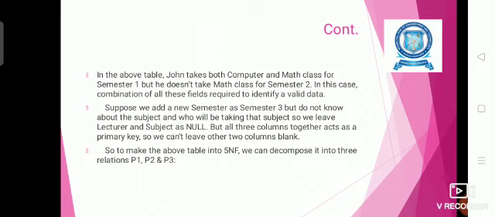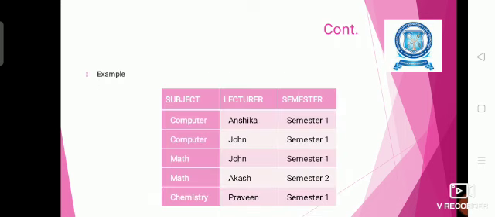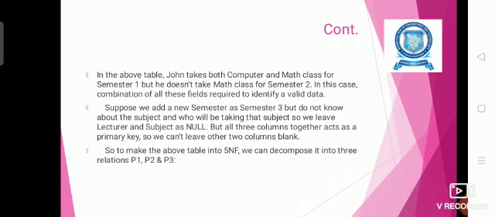So the table is in the multi-value dependency. The table is in the joint dependency. So the table is violating the rule of 5NF.